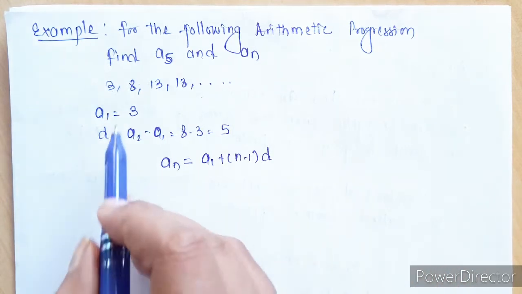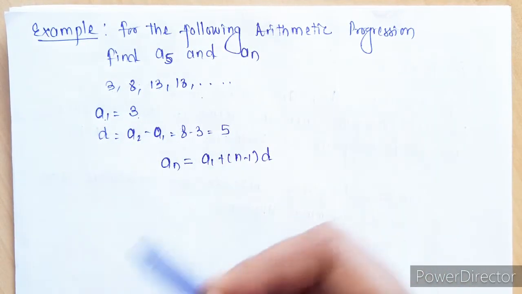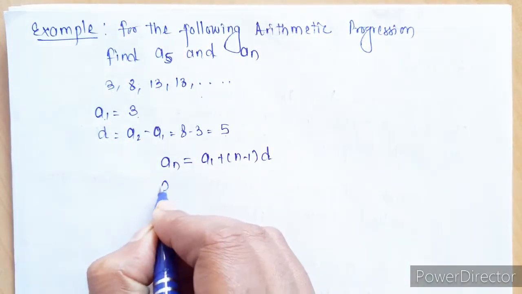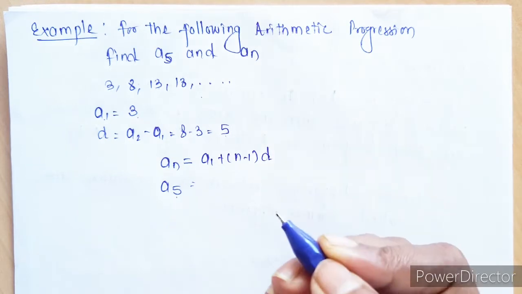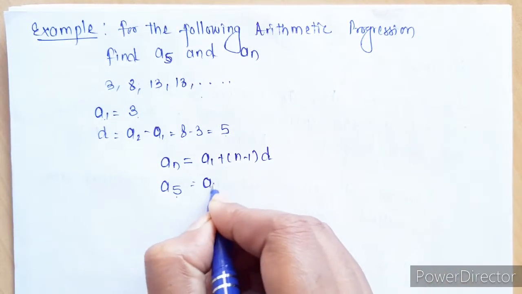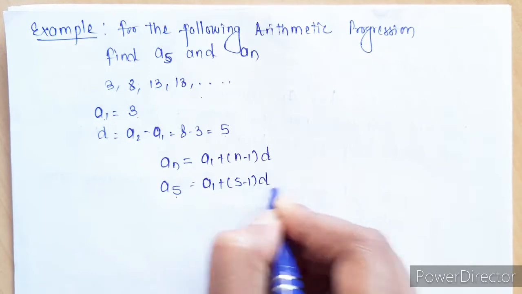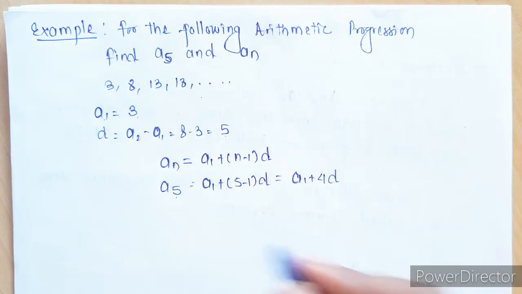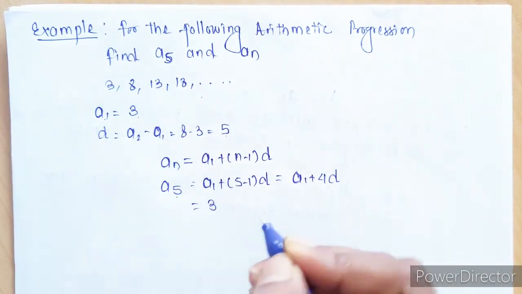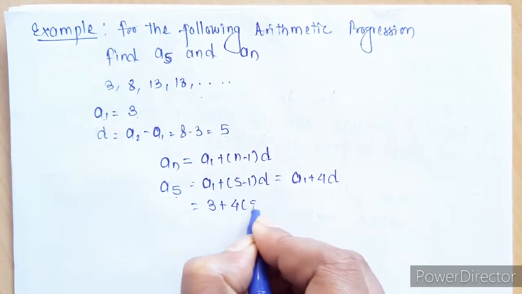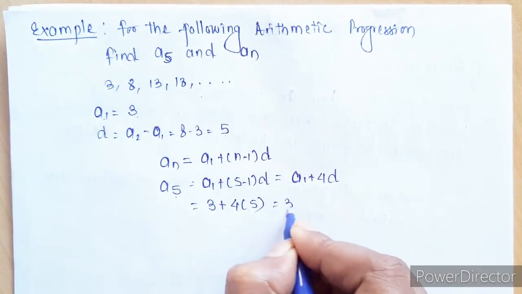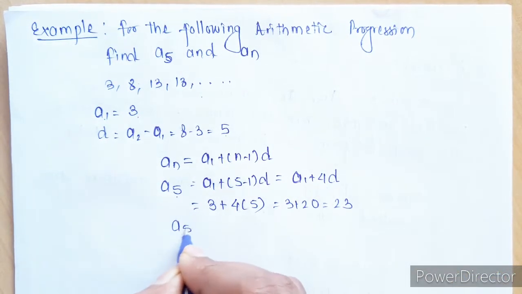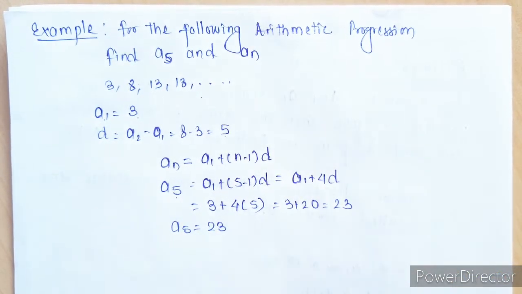We can use this formula only if it is an arithmetic progression, and since this is one, we are using it. What is your first term? 3, and the difference is 5. Now, we need to find the fifth term, so we write this as a5. What is n in this case? n is 5. So a5 is a1 plus 5 minus 1 into d, which is a1 plus 4 times d. Now, a1 is 3, so substitute: 3 plus 4 times 5, which is 3 plus 20, nothing but 23. So the fifth term for this sequence is 23.